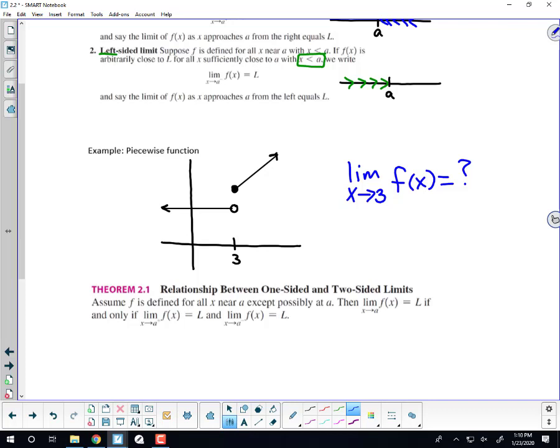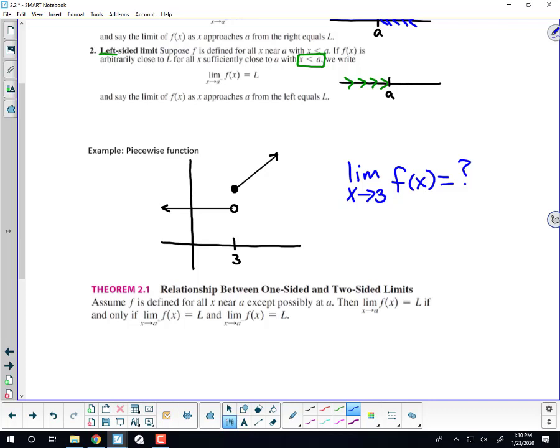So clearly x can't approach 3 from both directions simultaneously, right? If you could imagine it doing that, what would the limit be? What would happen? Would the y values match? No, clearly not. The function isn't connected at the same y value.